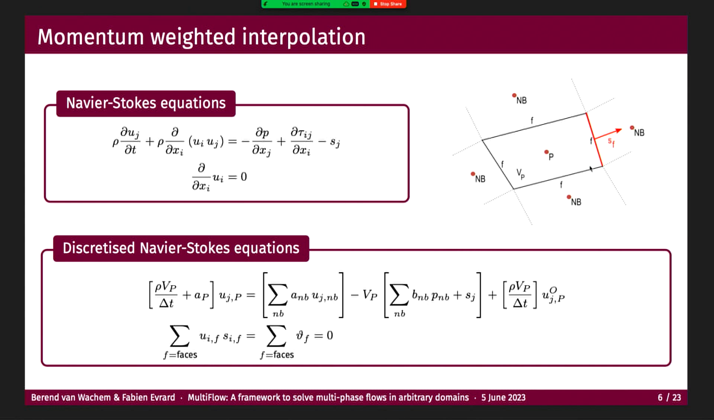If we discretize that, here we have our transient term, and here we have our advection and diffusion terms. A and B are the coefficients, and U and B is the velocity in the neighboring nodes. We do the same for the pressure source terms, and this is the right-hand side term of the transient term. And our continuity equation is just that the sum of the fluxes at the faces adds up to 0.